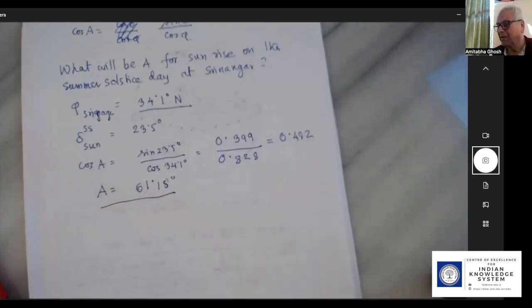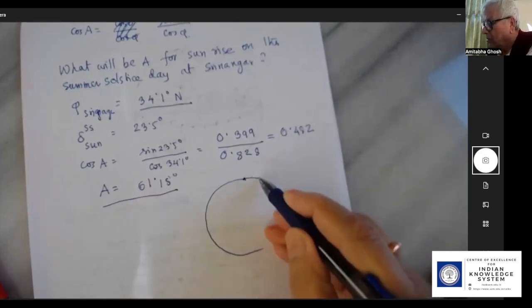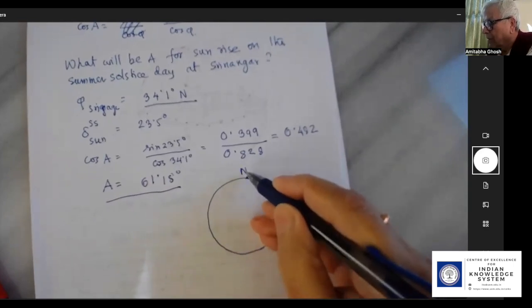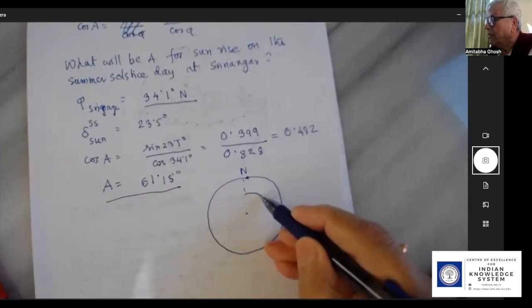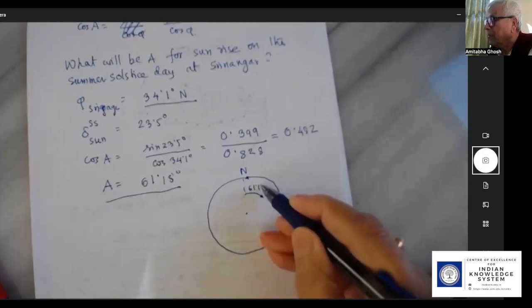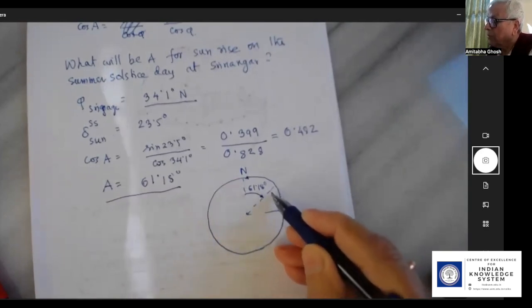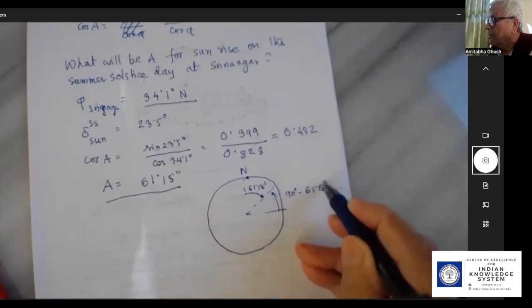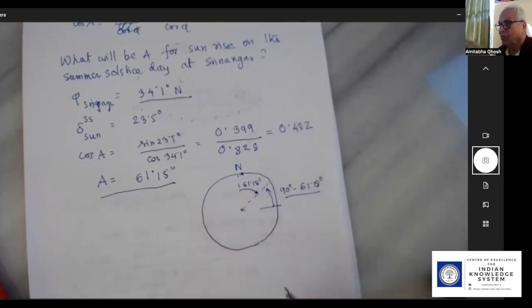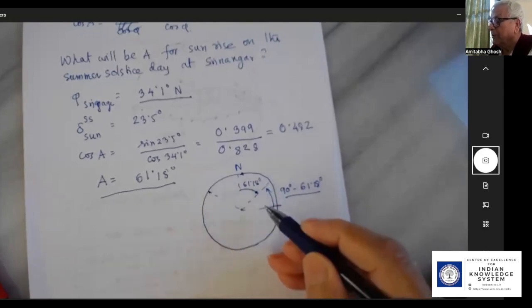It means what? That if this is your horizon circle and this is your north point, you observer, you measure azimuth in this direction, is 61 degrees. So how much towards north you will see? It will be 90 degree minus 61 point. That will be the north of exact east, you will see this. And of course, it will set here. It will come and setting point will be always symmetric.